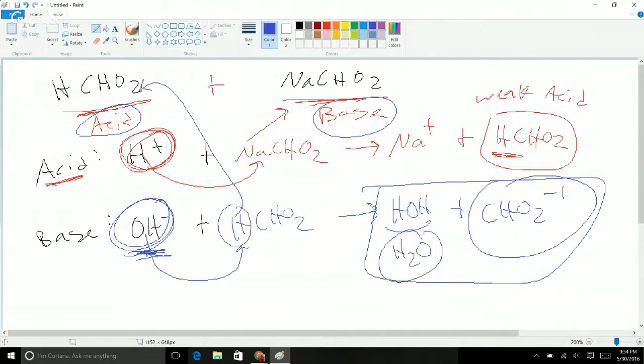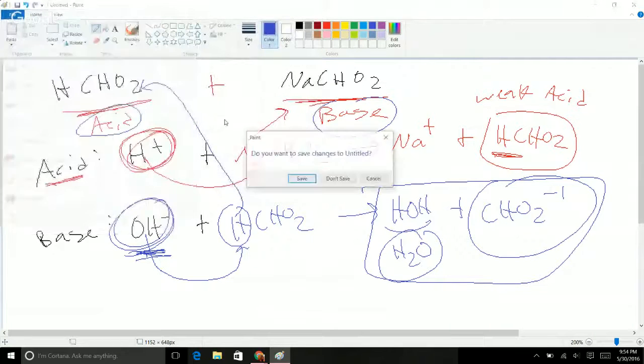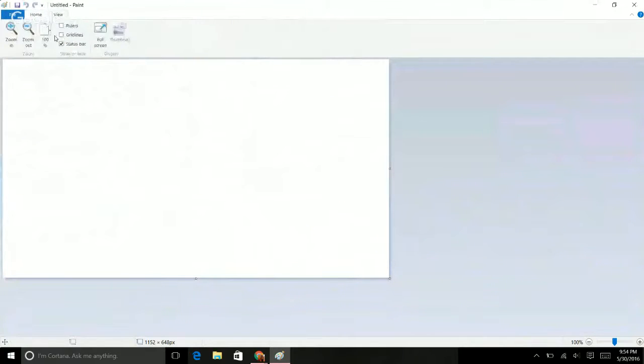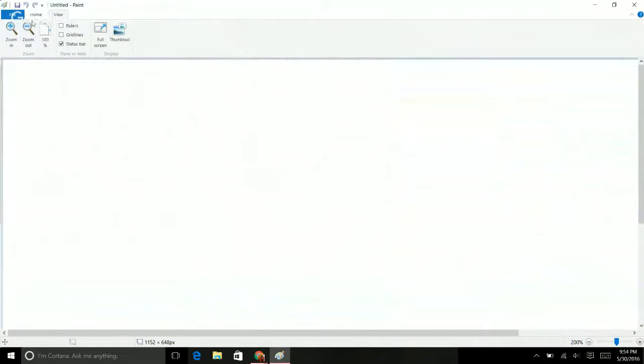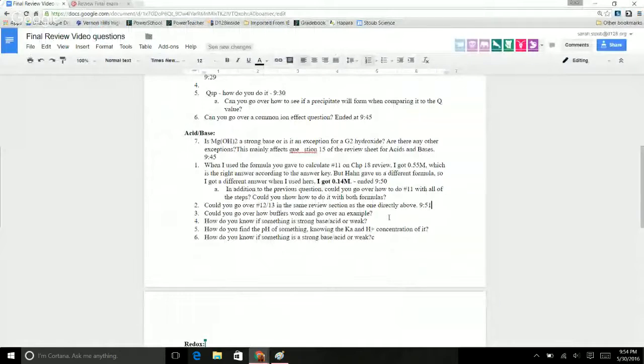I'm starting to go faster. I've got a lot of questions here. Oh boy. Okay, to the next one. Could you go over how buffers work and go over an example? Totally just did.